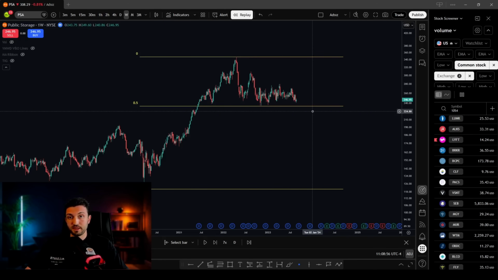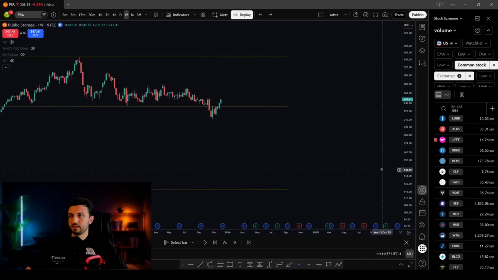Because if price spends more time below this 0.5 level, which is the middle of our main range, it might keep going down. But if we see price is trying to stay above this 0.5 level, our target will be the previous high. So let me clean the chart. Right now, I will replay this chart a little more. Let me zoom in a little bit.